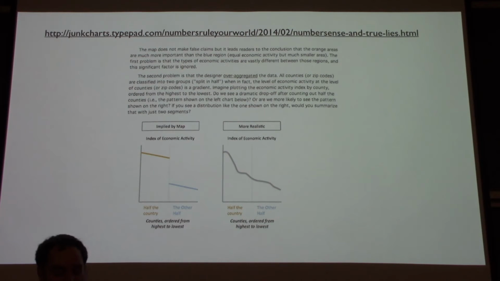And so I think this one is actually a smart way of showing what this map shows you. This is what the map implies, where the index of economic activity happens in the countries. Here we would have the left half of the country, and here the other half. It implies that there's this gap, that these guys are actually doing all the work and these guys are slackers. Whereas in reality, it's probably a curve like this. That is why that map is really not a great map.